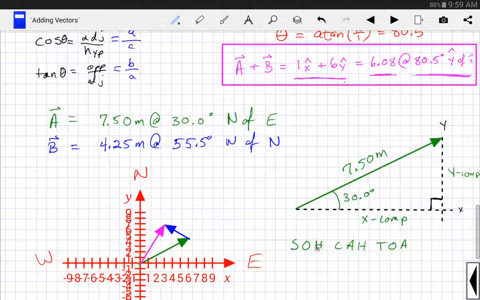So that's sine is opposite over hypotenuse, cosine is adjacent over hypotenuse, tangent is opposite over adjacent.